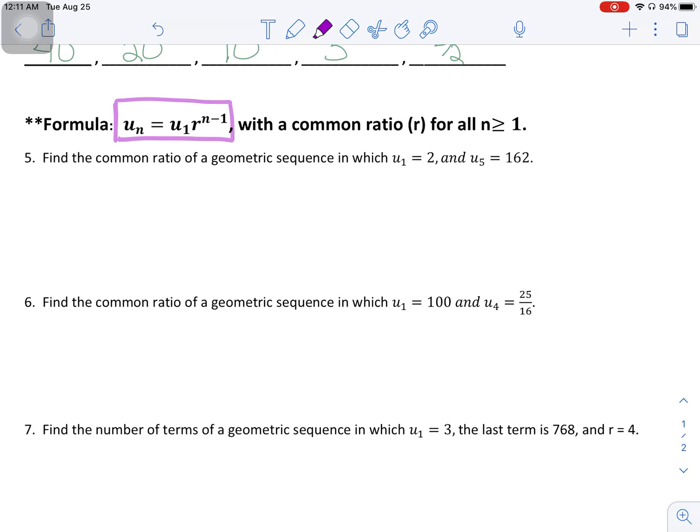All right, problem number 5, find the common ratio. So I want to find my r value. I know my u sub 1, and I know u sub 5. So let's fill in some information.